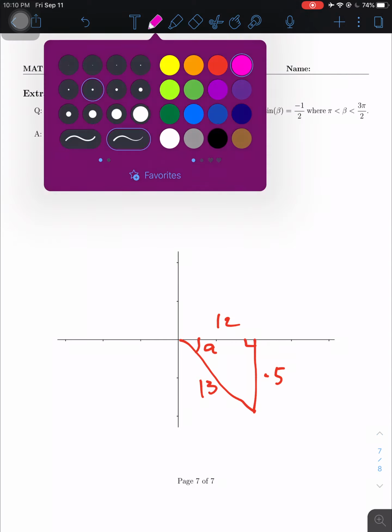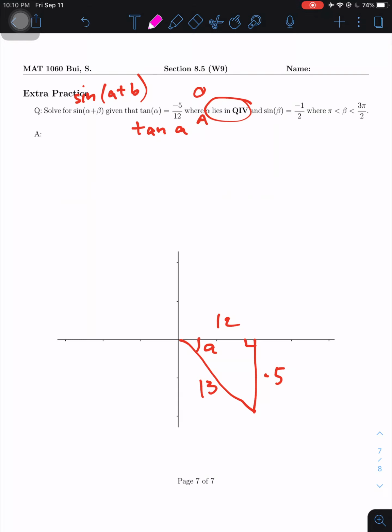Now let me put the outer angle in pink. So we have sine of B equals negative 1/2, right? And sine is opposite divided by hypotenuse. And we know that angle B has to be between 180 and 270, right? So if you label 180 and then 270 in here, if you remember the four quadrant angles, you will soon realize that angle B has to be in the third quadrant, right?